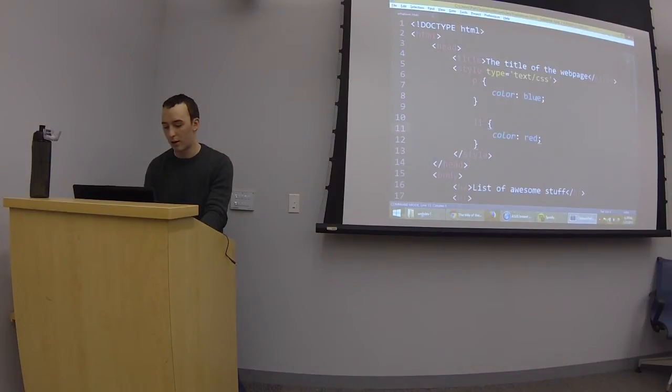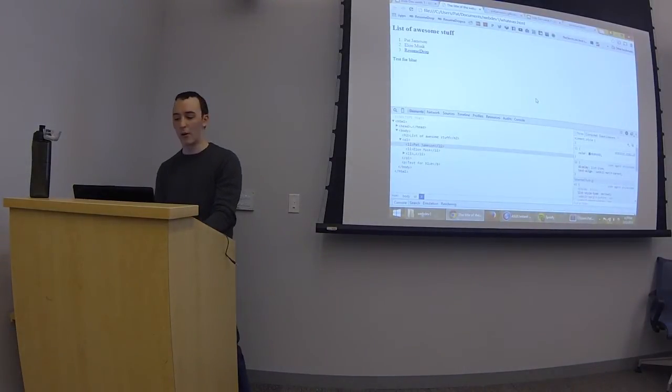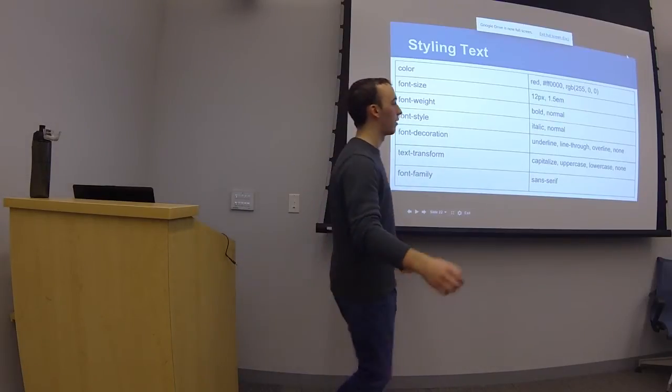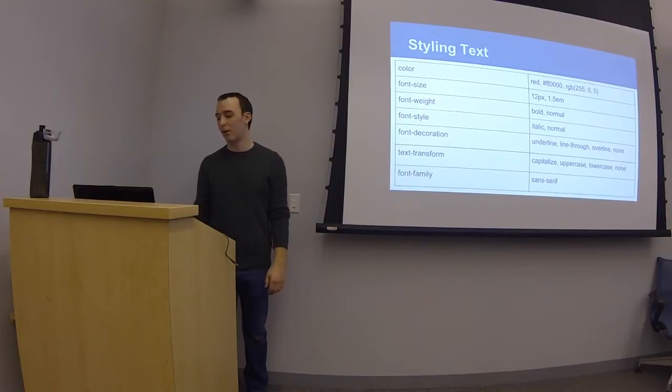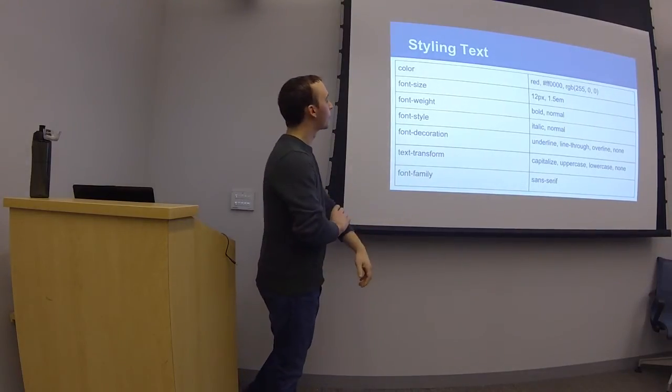So instead of red, I'll do the hex value of that purple-ish color. And now when I refresh it, it's that color. The other option you have is doing the RGB values, which for red are 255, 0, 0. That's just another way to do it. I don't usually do it that way. I don't see it too often done that way, but it's possible.